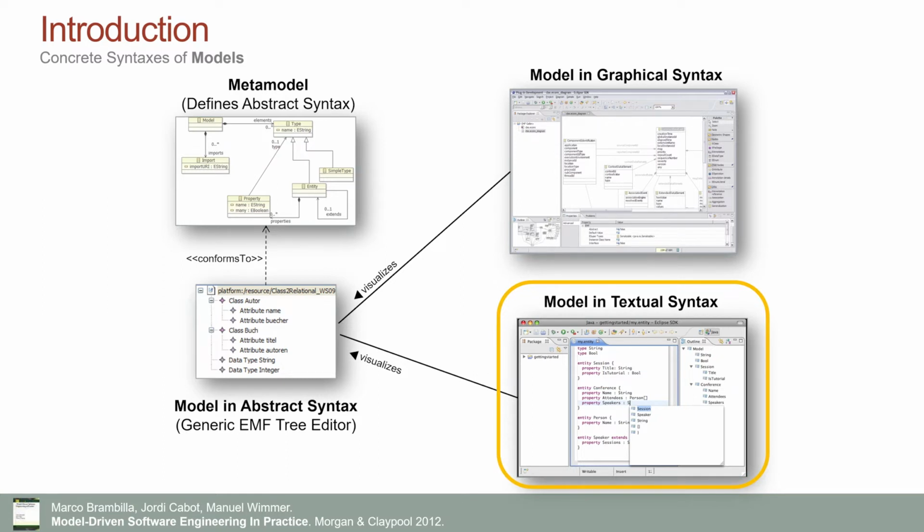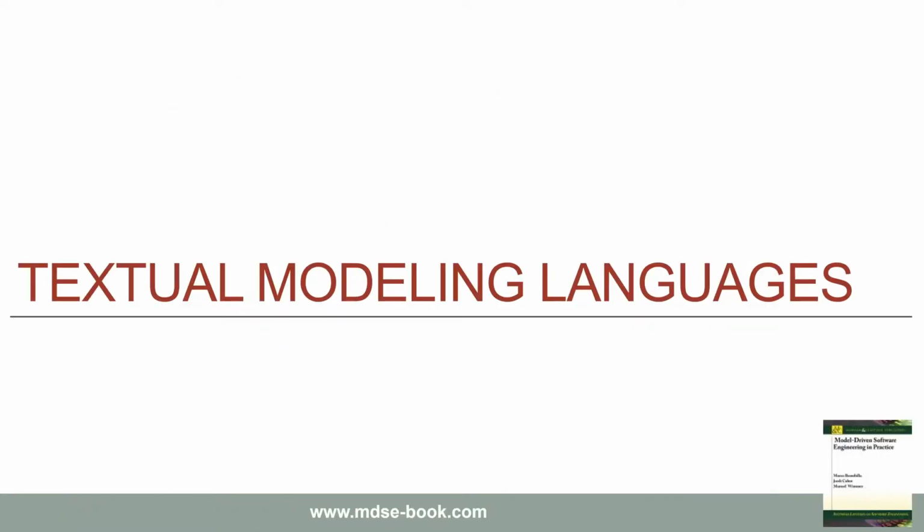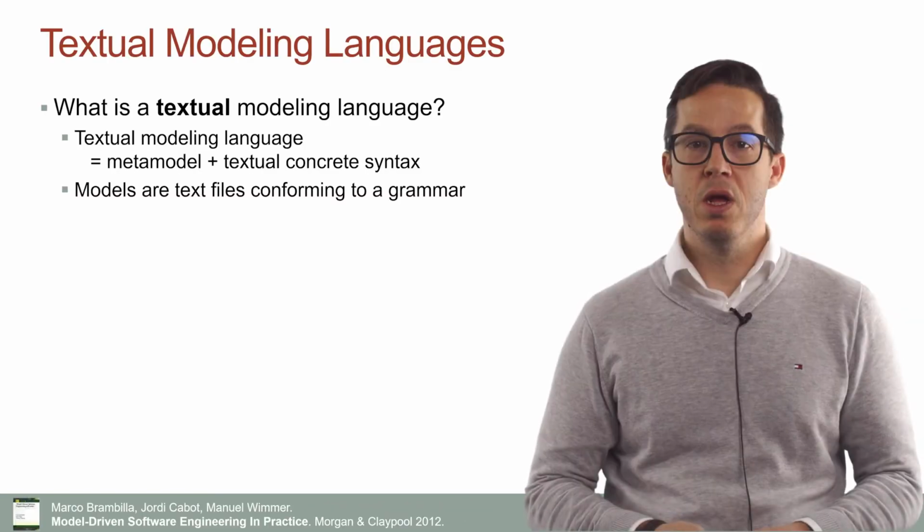So we will talk about how to realize a textual syntax for our meta model, and how to use that to create models in a textual manner. And of course also we will motivate why a textual syntax can be meaningful as a concrete syntax for our modeling language. So let's start with the latter part and start with the motivation. Why is a textual modeling language meaningful?